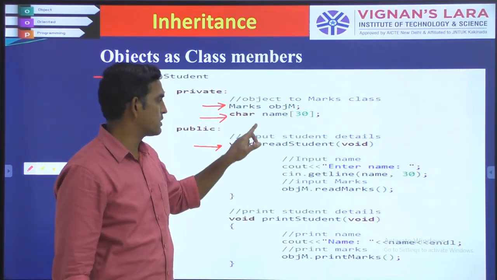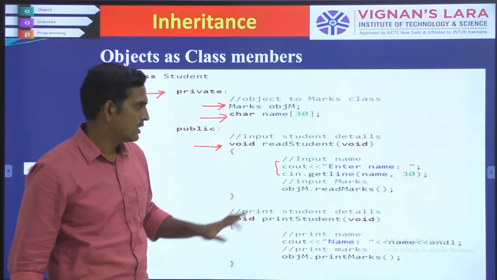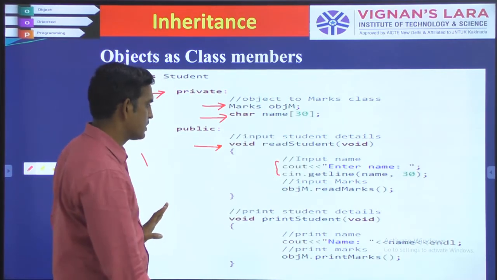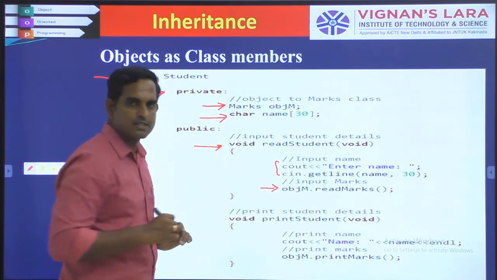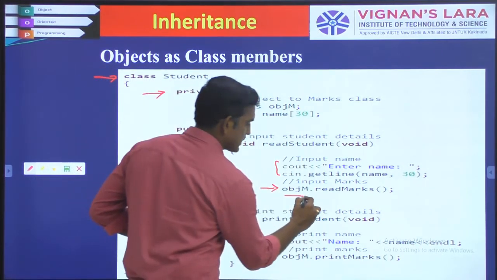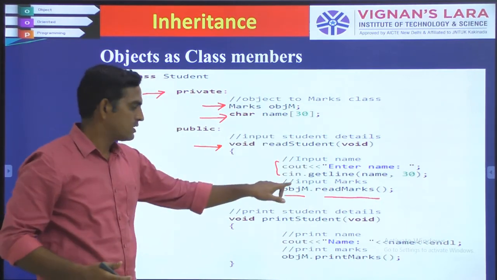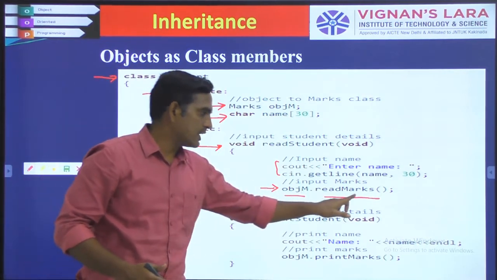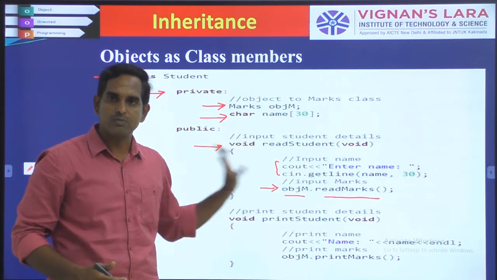What is the read student method doing? It is taking the input of your name, enter name and cin name, and objm dot read marks. So this object is calling the read marks method. The read marks method is present in this particular marks class. Okay, the read marks method is present in marks class and that is called by the object.